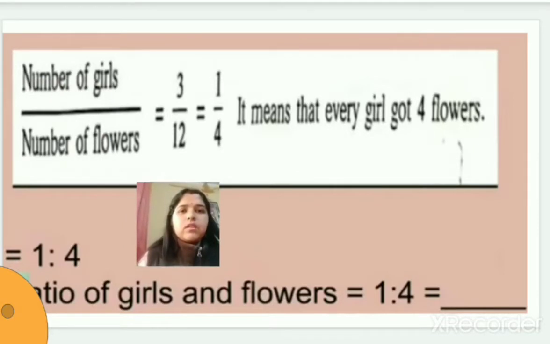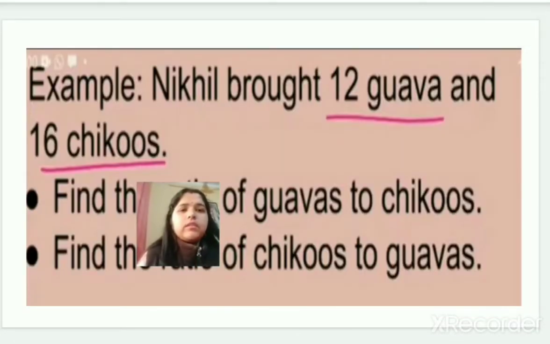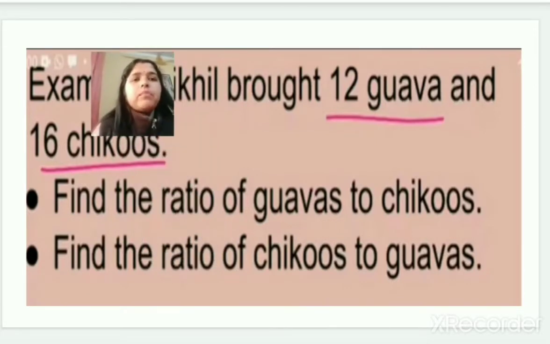Yes, so we have that Nikki bought 12 guava and 16 chikus. Okay, Nikki bought 12 guavas and 16 chikus. It is asking: find the ratio of guavas to chikus.